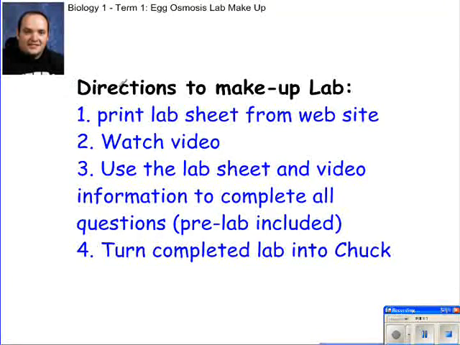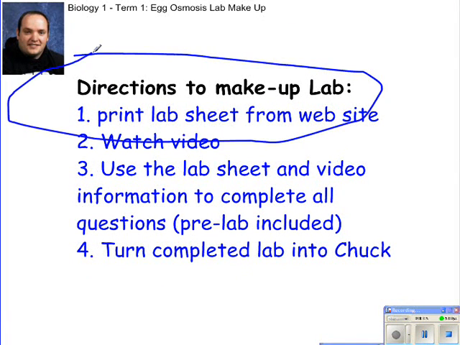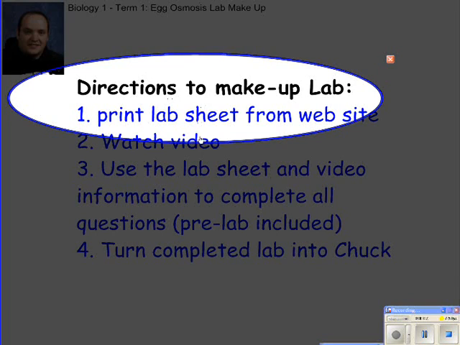Okay, this is for making up the egg osmosis lab. Here are the directions for making up that lab. First of all, you want to print the lab sheet from the website where you found this video.